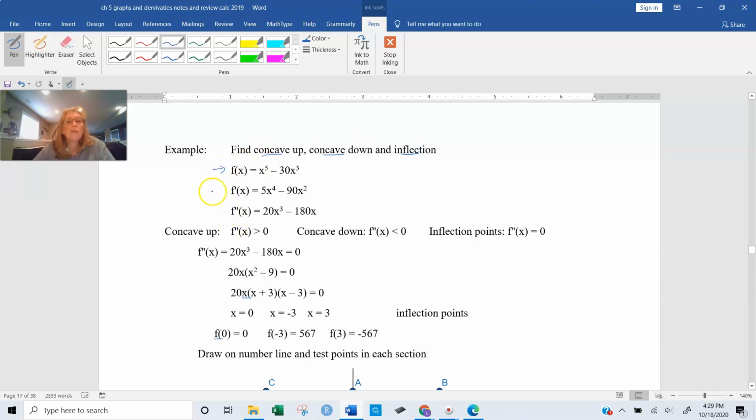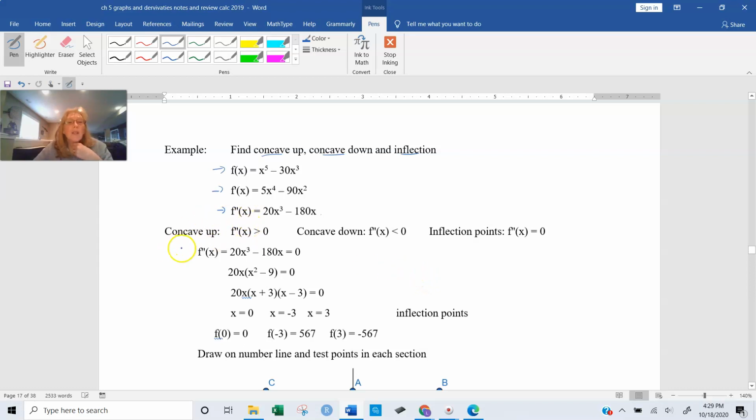So here is my original function. In order to find this, we do the first derivative. It's just 5x to the fourth minus 30x squared. And we need the second derivative for concavity. So we do the second derivative, and we get 20x cubed minus 180x. I need to know when this is greater than, less than, or equal to 0.